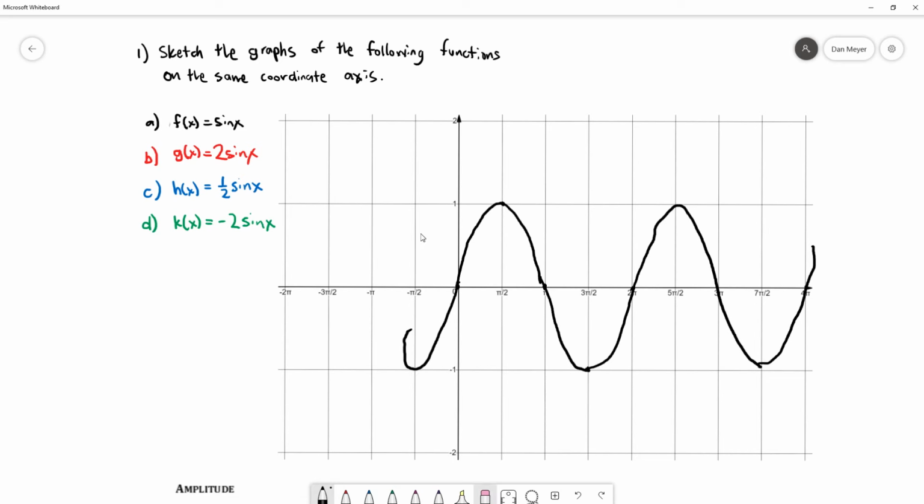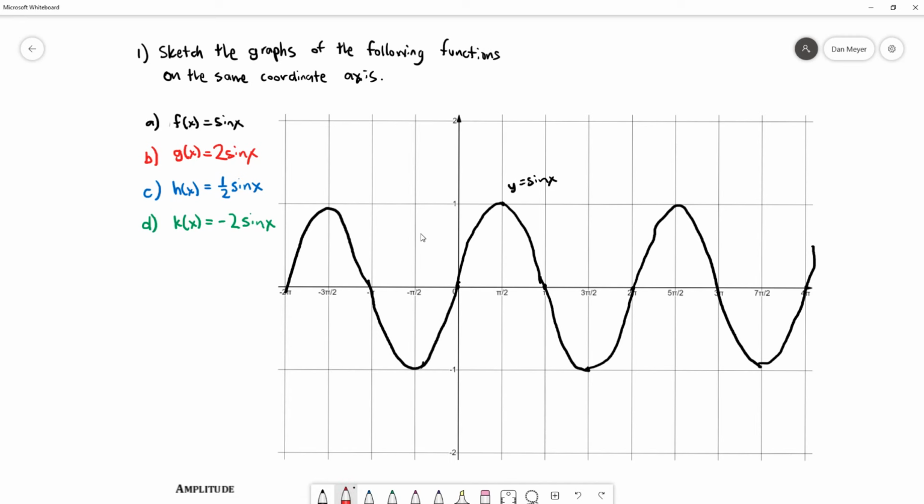And going back the other way, wow, that last little bit was terrible. For some reason, I have more trouble when I go to the left than when I go to the right when I'm sketching this stuff on my tablet here. All right, so there's the graph of y equals sine of x.